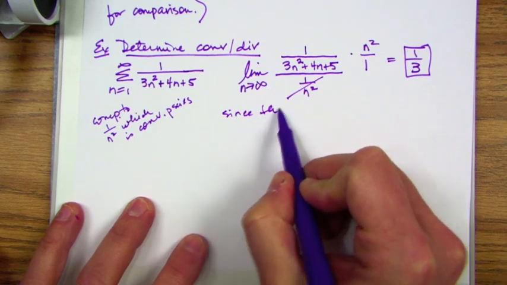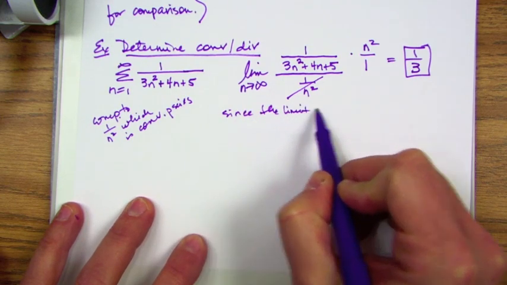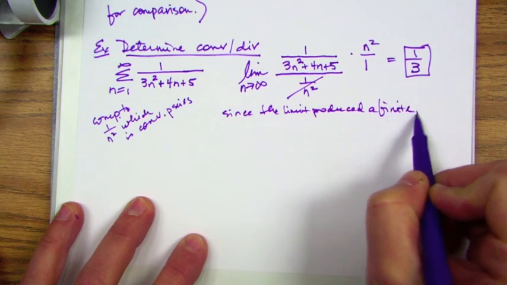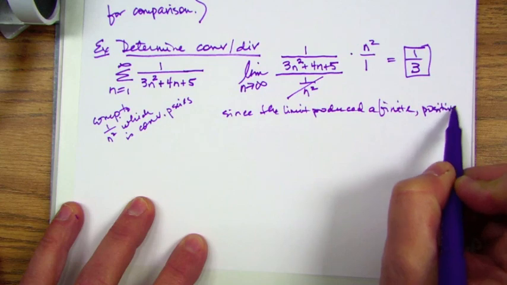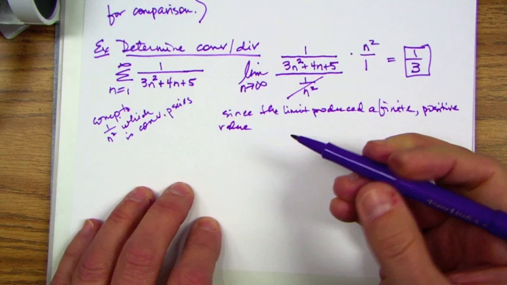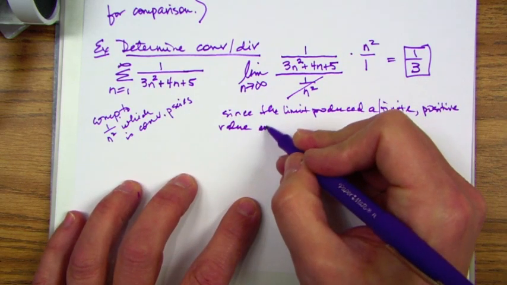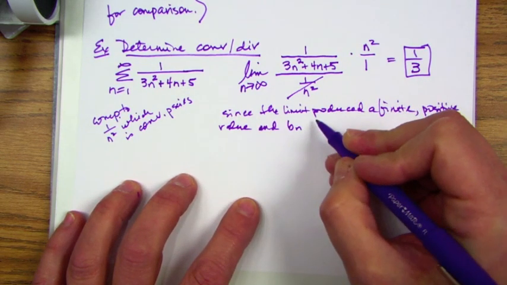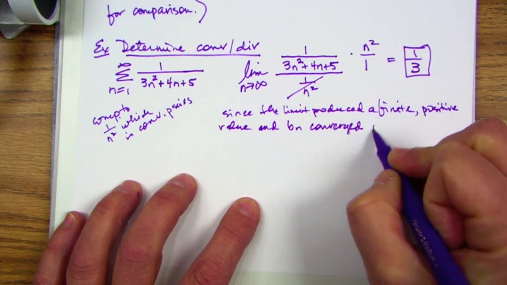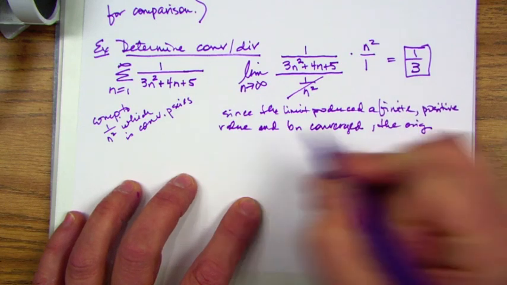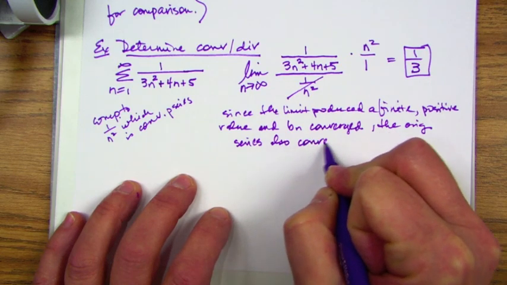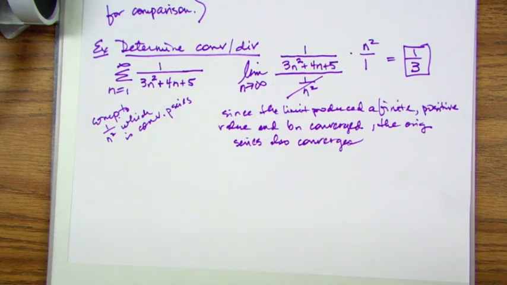So since the limit produced a finite positive value, and b sub n converged, the original series also converges.